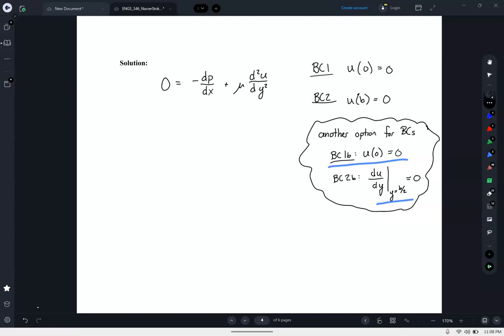So I would recommend pausing it now. See if you can't solve this differential equation along with the boundary conditions. Try your best and then jump back in with me and we'll solve it together.